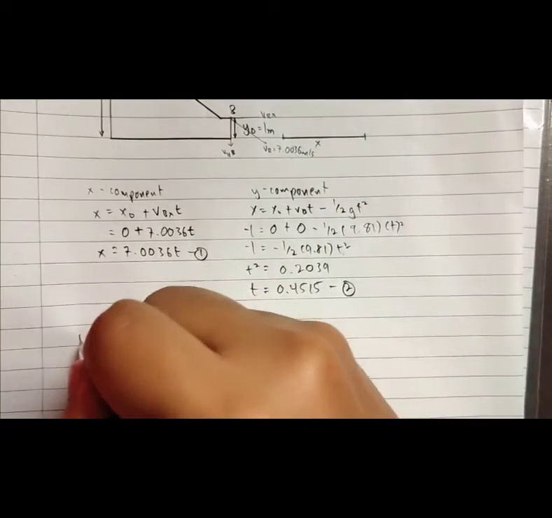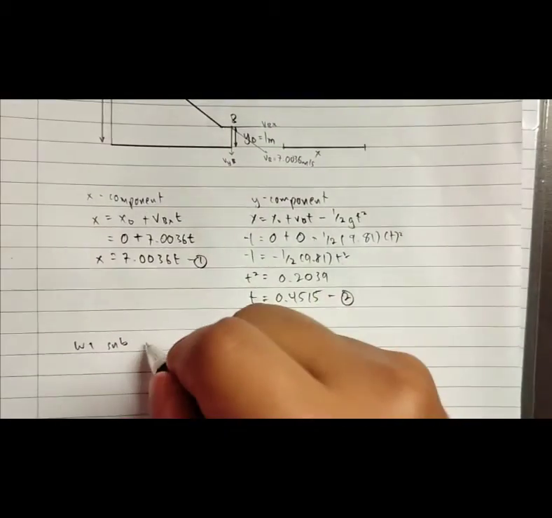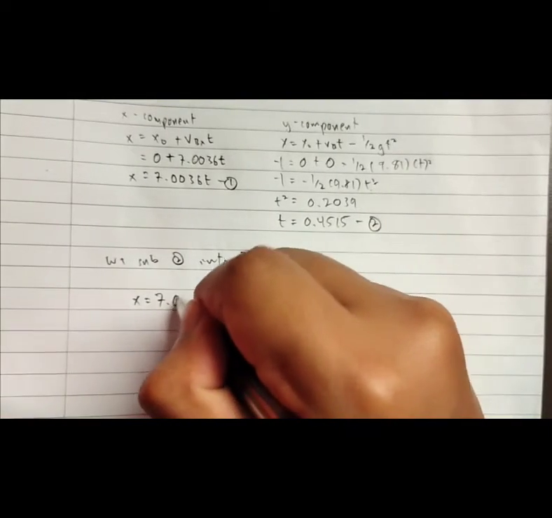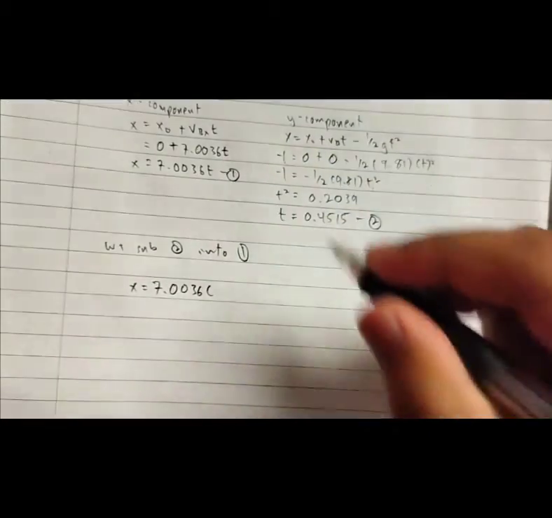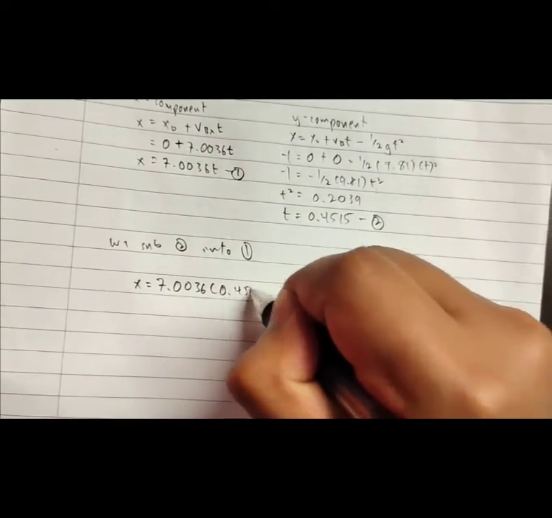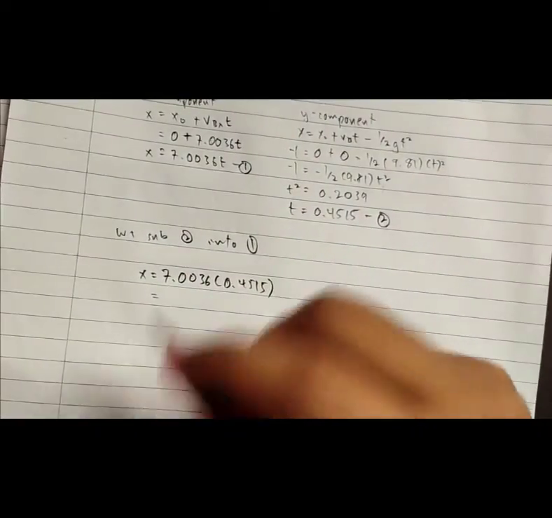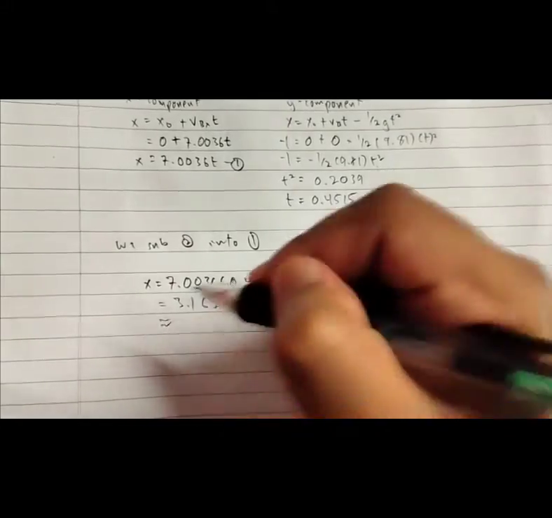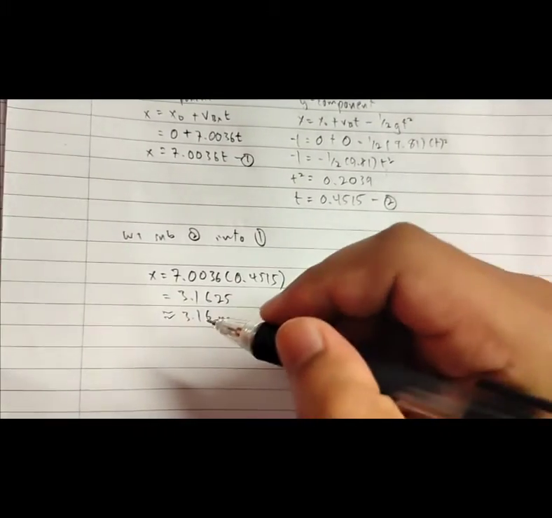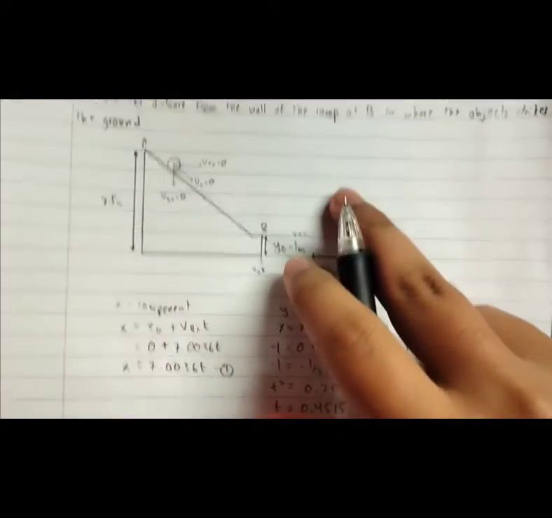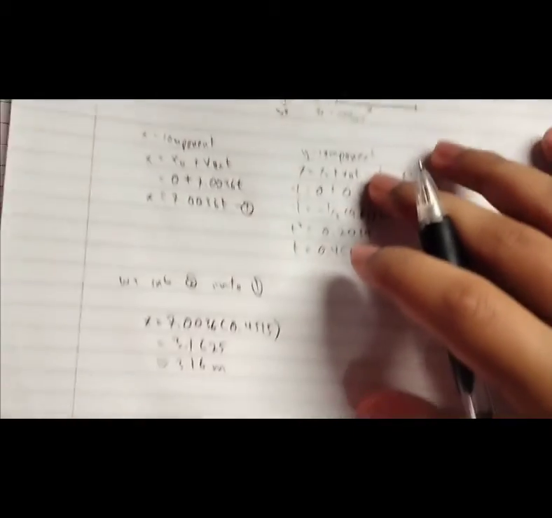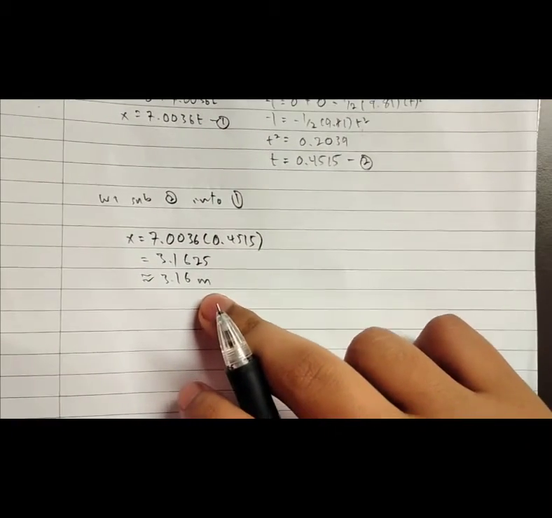Then we can substitute equation 2 into equation 1. So we get the distance x is 7.0036 times t, where t is 0.4515. Then we calculate it and we get 3.1625, or 3.16 meters. So the distance from the wall of the ramp at B to where the object strikes the ground is 3.16 meters. Thank you.